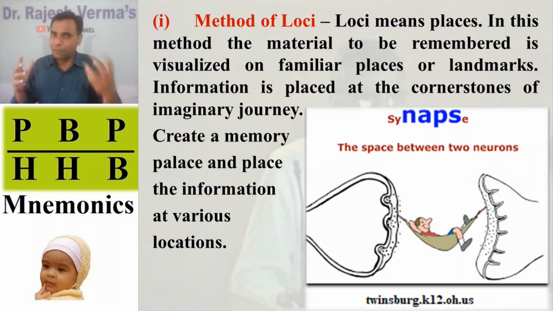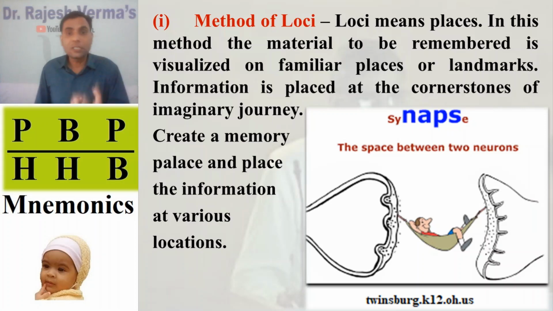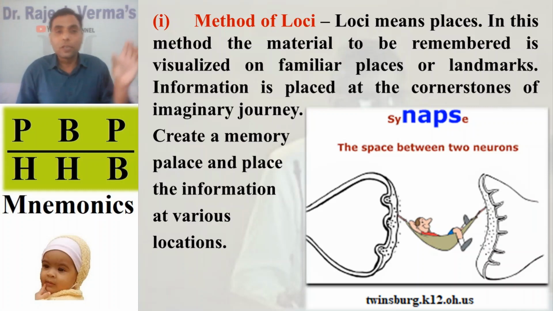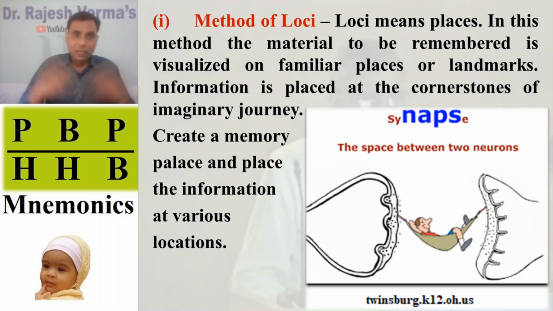If you visualize in that way, that image or location has been anchored with this academic material. Getting my point? When information is placed at the cornerstones of an imaginary journey, you make a path, and along that journey you find various landmarks, and you anchor this information with those landmarks or cornerstones. So if you visualize a memory palace and place the information at various locations, that method is generally known as the method of loci.